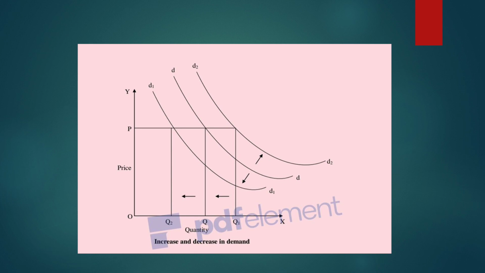We take in other factors, that is size of family, increase or decrease in income, change in fashion and style, the government policies, etc. In this graph, DD is the original demand curve, D1D1 is the decrease in demand curve, D2D2 is the increase in demand curve, and OP is the original price and OQ is the original quantity. OQ1 is the increase in demand and OQ2 is the decrease in demand.